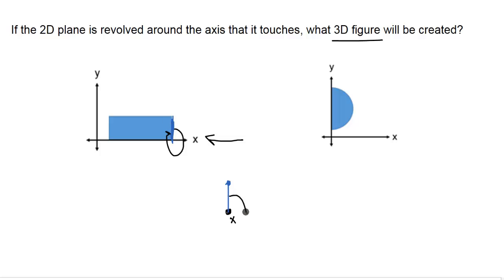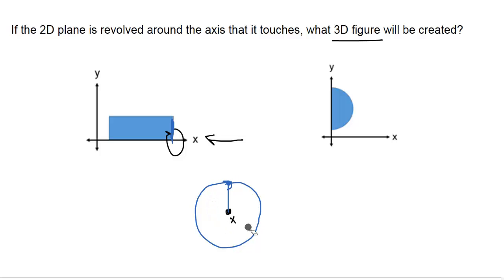Now, we're rotating this rectangle around the x-axis. So this edge gets rotated around just like that, and then when it gets back to the starting point, you have your three-dimensional figure. Now I'm going to take away that little line that we were rotating around just to make this object look a little more clear.